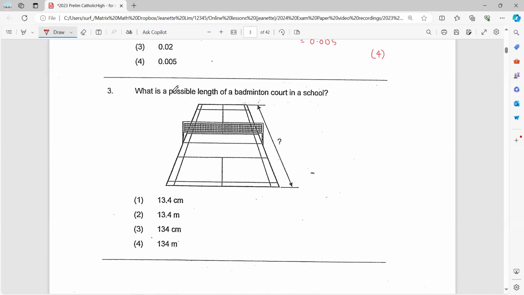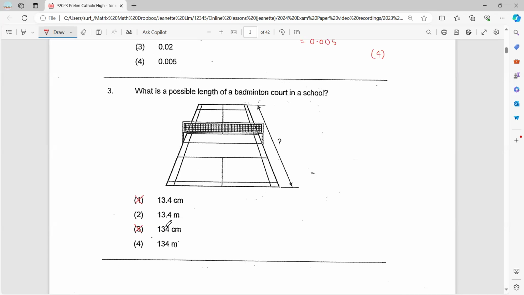What is the possible length of a badminton court in a school? Okay, let's eliminate what are the answers that are likely to be wrong. 13.4 cm. 13 cm, a ruler is about 15 cm, right? So no, definitely not. 13.4 meters, probably. Let's look at 3 first. 134 cm. 134 cm is 1 meter plus, that is probably the height of like a lower primary kid, right? Or a small kid. Okay, so no, not that.